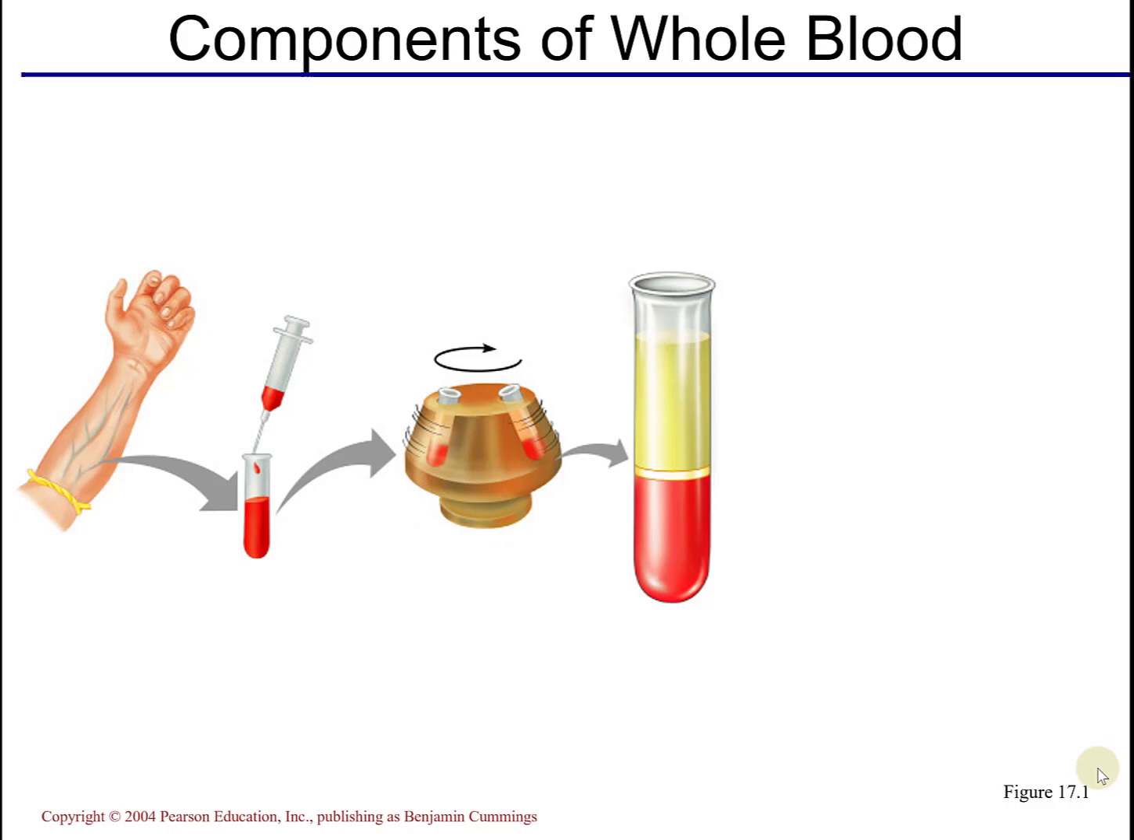This lecture is on blood, part 1. In this lecture, we are going to discuss the composition of blood, its function, and hemostasis, which is the prevention of blood loss. What type of tissue is blood?